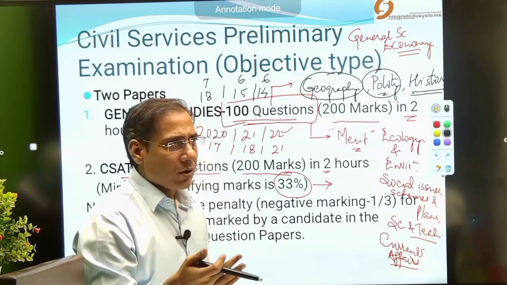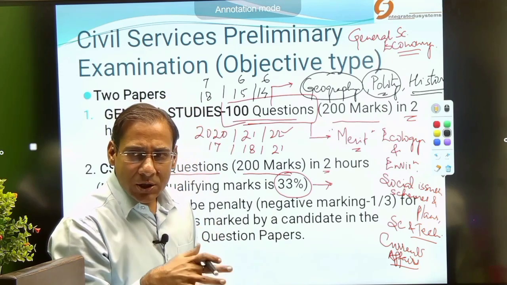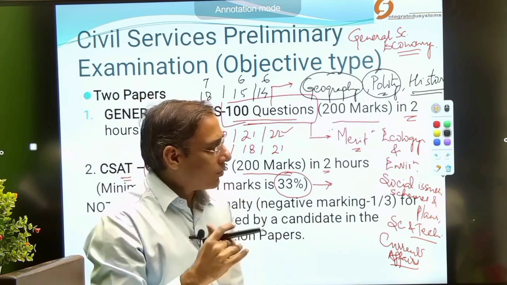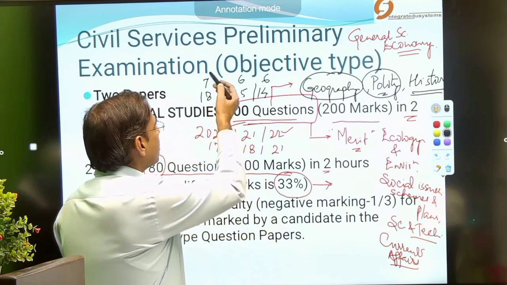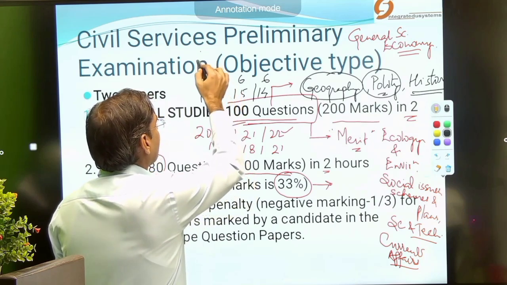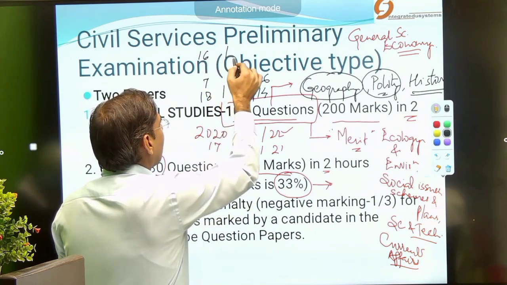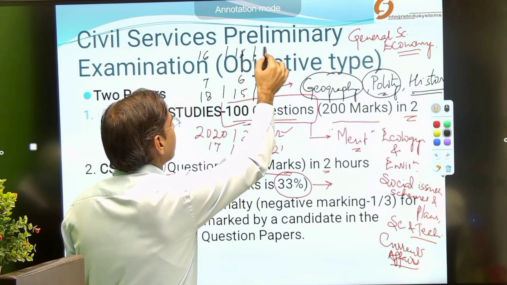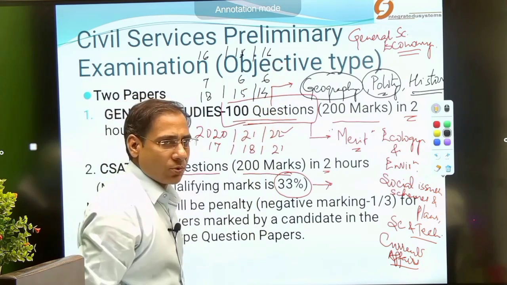And when you look at the ancient, medieval and modern sections of history, because world history is not included in the prelims, what we observed is that in 2020 there were 16 questions, then 15 questions, and almost 16 questions in the year 2022.